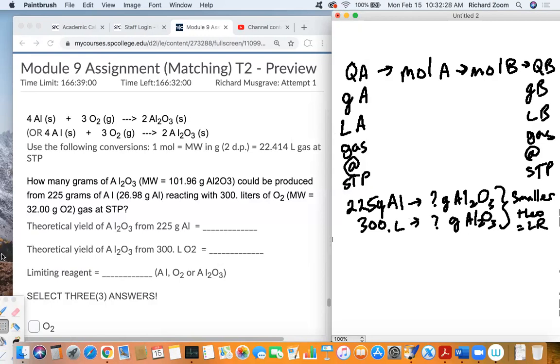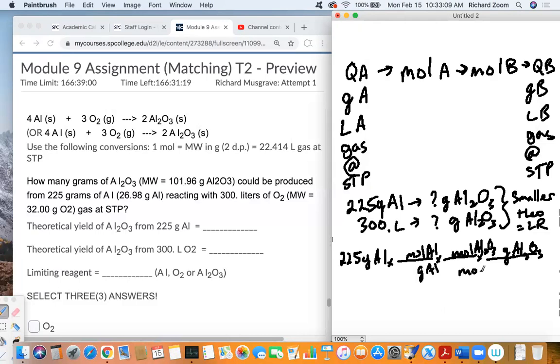So we do the same thing here with this one. To get the theoretical yield of aluminum, you can see it's the same process as we did earlier. We're looking for grams of Al2O3 at the end. How do I know that? Because it says how many grams of Al2O3, so that's the theoretical yield we're looking for. Following the flowchart, it'll be moles of Al2O3 on top, and then grams of Al, moles of Al, and then moles of Al2O3.